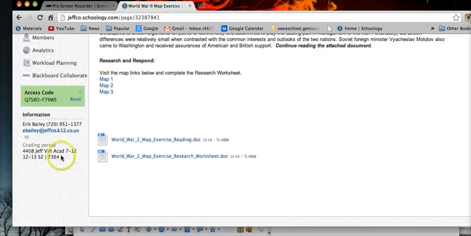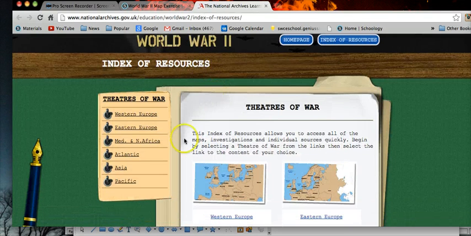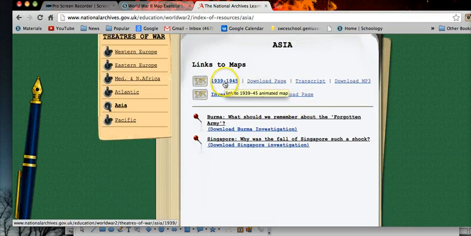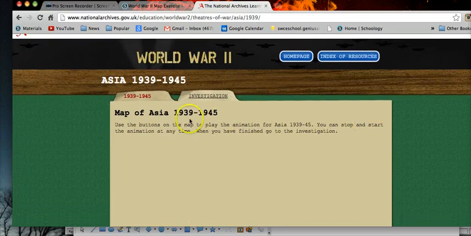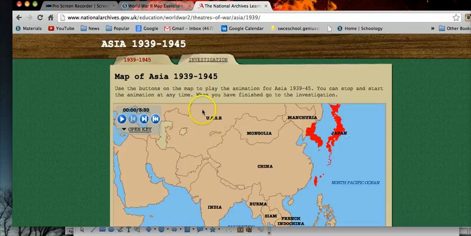And if you go to map number 3, you know it was asking about East Asia for the worksheet. So go to Asia, and then click on a map, because it's the eve of World War II, so you're talking about 1939 to 45. So 39 is the start of World War II, 40, it started in 41 for the United States. So if you listen to this map, it will talk about Japan as the major imperial power in this time.